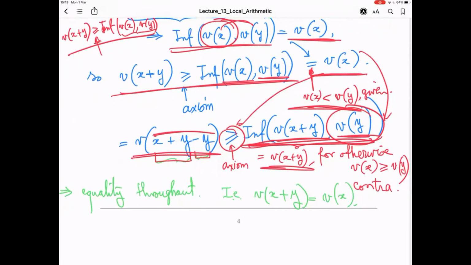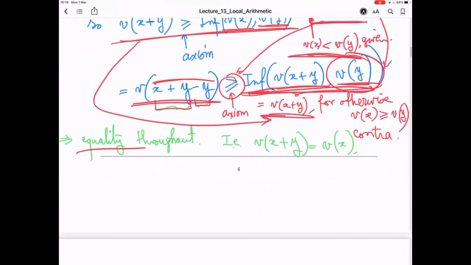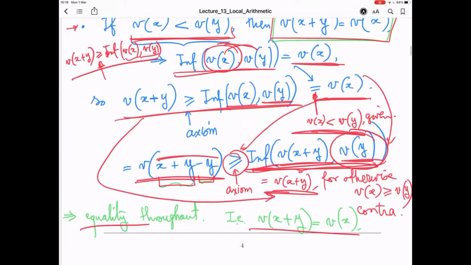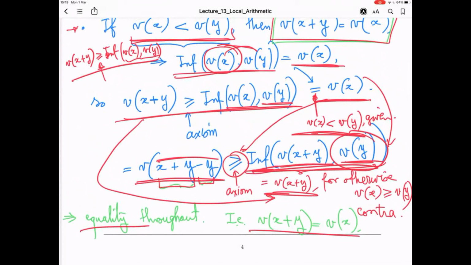So what have we got? We have got a chain of inequalities from V of x plus y to V of x plus y. So all these inequalities actually have to be equalities. We have to have equality throughout, which is to say that V of x plus y is equal to V of x.